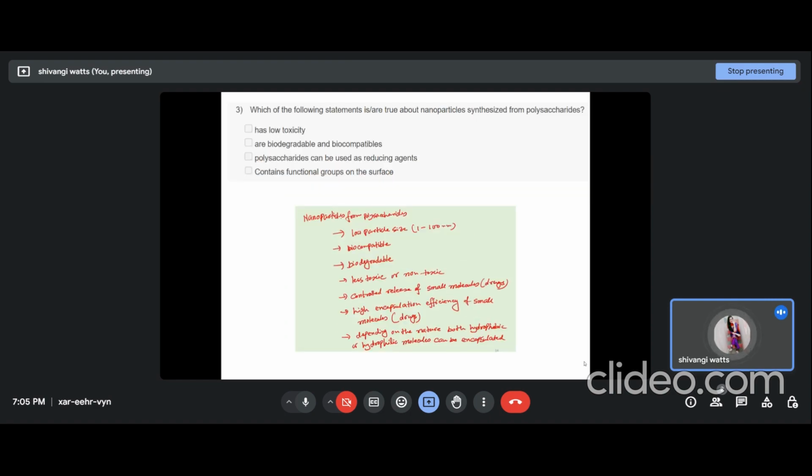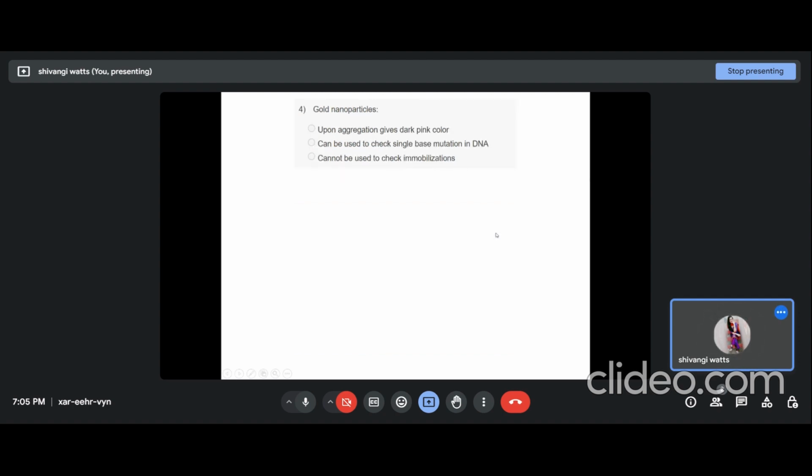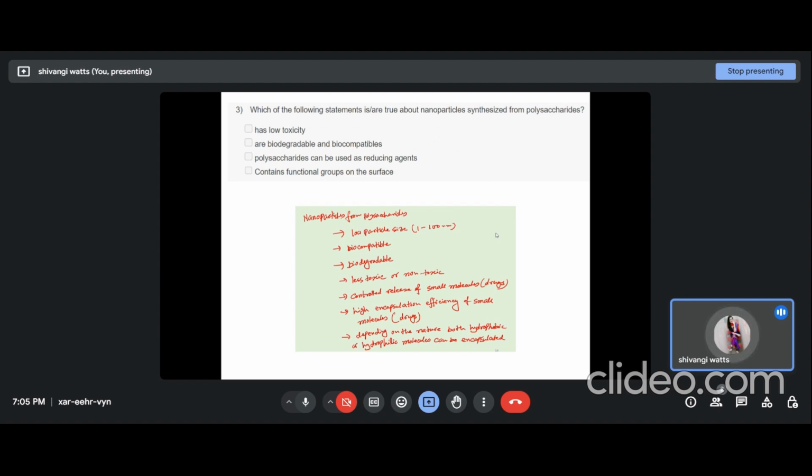So the third question is, which of the following statements is true about nanoparticles synthesized from polysaccharides? So it has low toxicity, or the second option is, are biodegradable and biocompatible. Polysaccharides can be used as a reducing agent and contain functional groups on the surface.